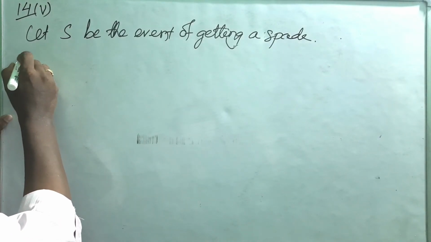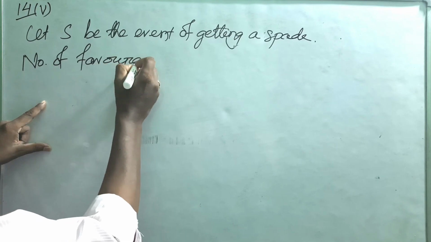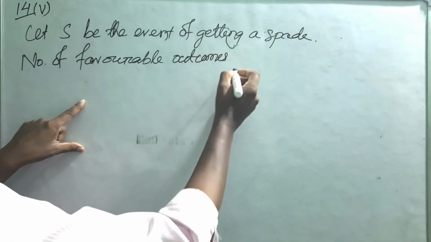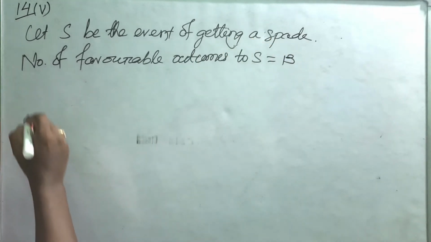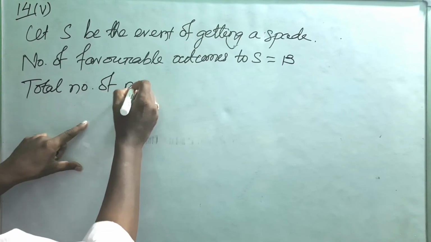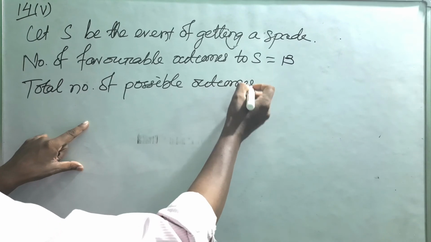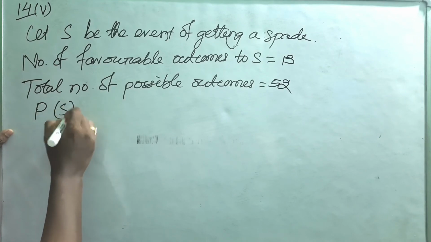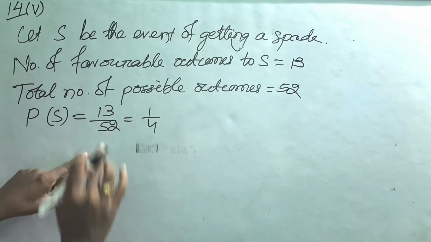Then the number of favorable outcomes to event S is how many? 13. So the total number of possible outcomes is 52. Then the probability of S is 13 by 52. So this is 1 by 4, it will cancel by 13.